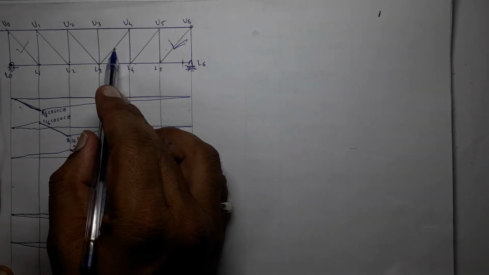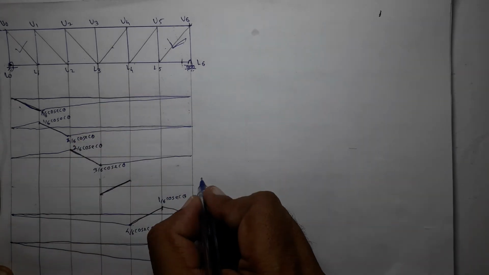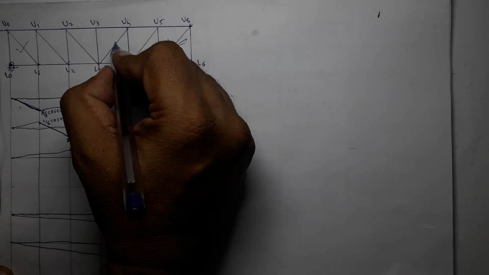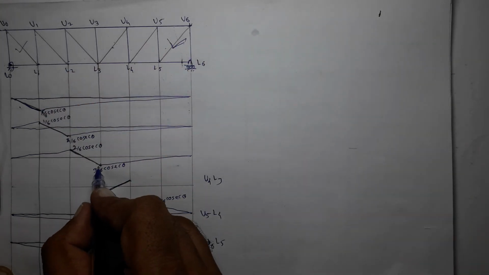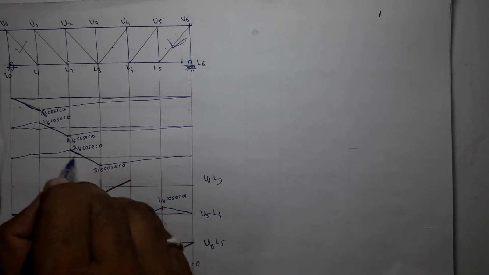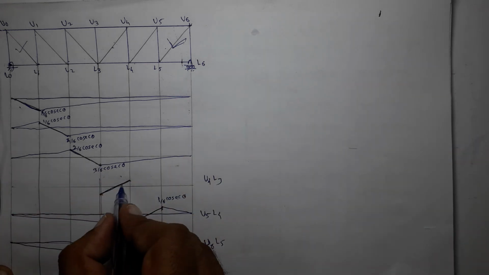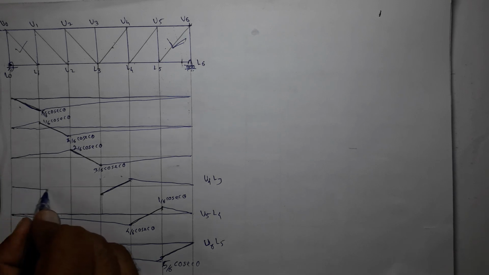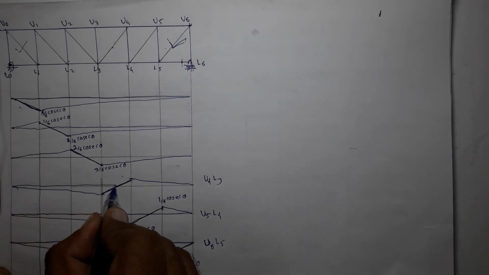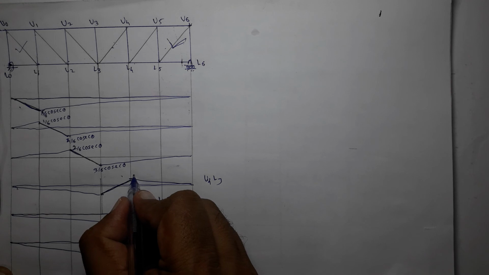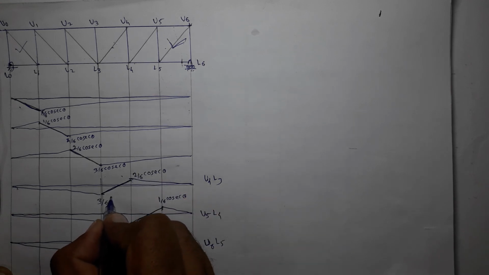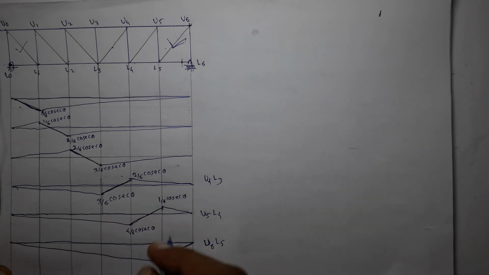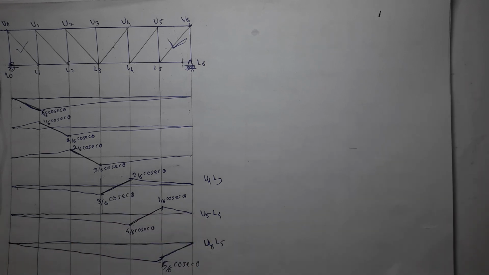Now the third member, that is this one, U4L3. So this member and this member will have a similar ILD, with the only difference that it is declining in this manner, whereas it will decline in this manner, and this is the ILD. This ordinate will be 2 by 6 cosec of theta, and this is 3 by 6 cosec of theta. So ILDs for the diagonal members can easily be drawn like this.